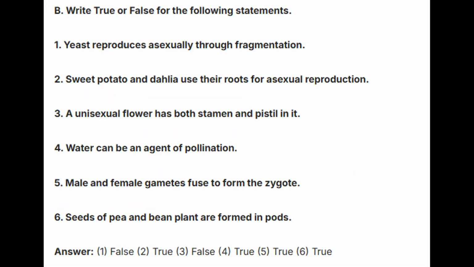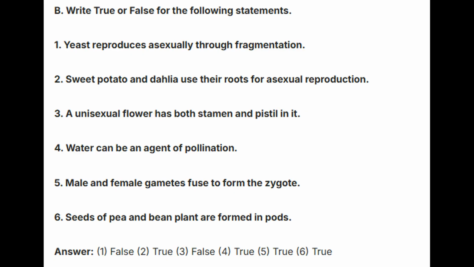B. Write true or false for the following statements. First, yeast reproduces asexually through fragmentation. False. Second, sweet potato and dahlia use their roots for asexual reproduction. True. Third, a unisexual flower has both stamen and pistil in it. False. Fourth, water can be an agent of pollination.